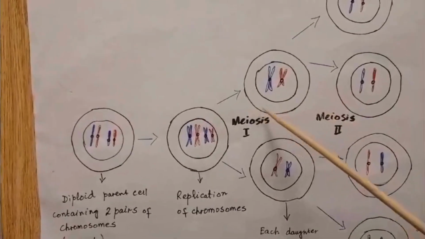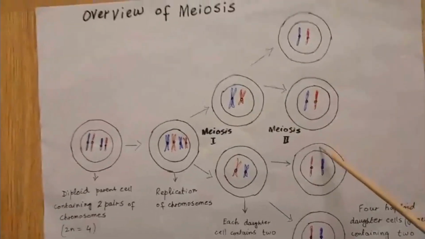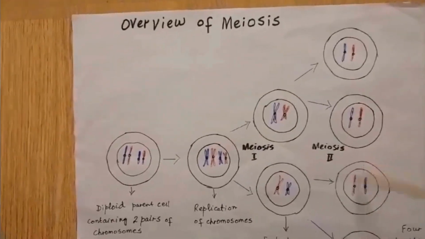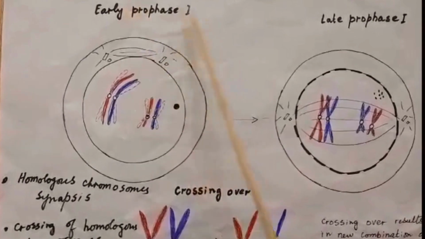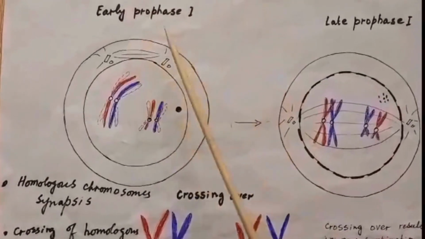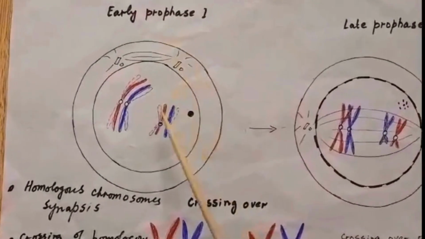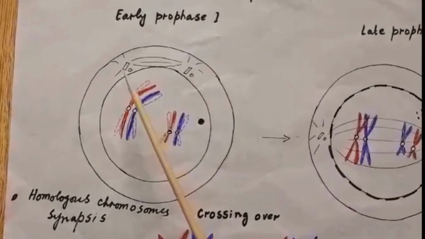Meiosis takes place in 2 stages, meiosis 1 and meiosis 2, that we will discuss right now. This is the start of meiosis 1 with its prophase 1. In early prophase, we see that the DNA has been replicated.